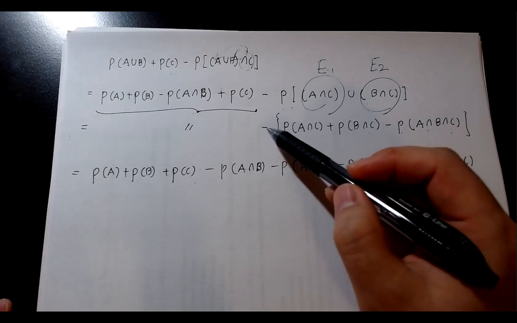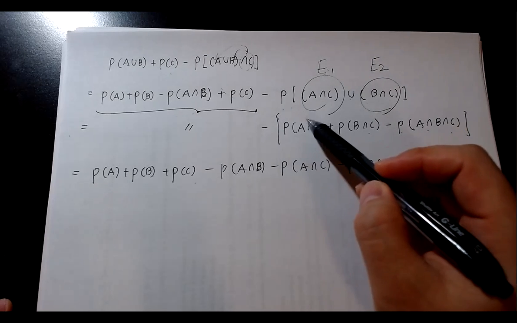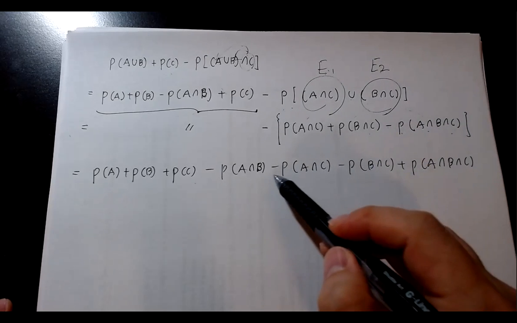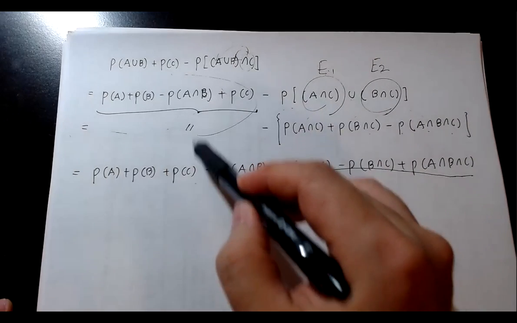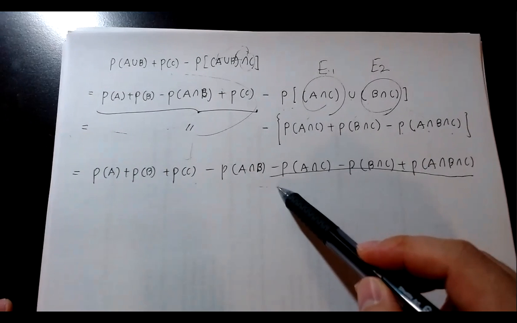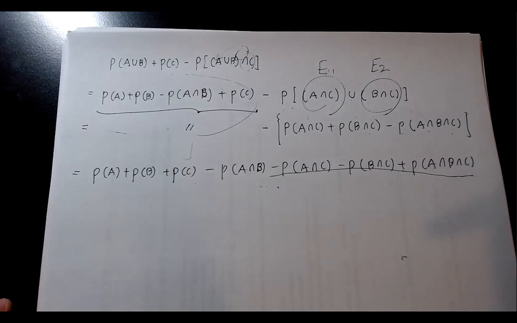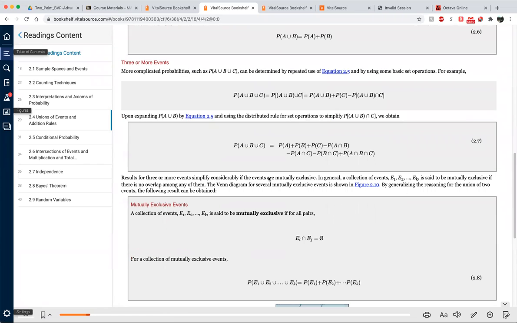And then now we're going to distribute a negative sign for each term. We're going to get this. And then we just copy this part right here. So now you understood it, right? Now, all right, back to the textbook. So that's why we got this: P of A union B union C is equal to this.